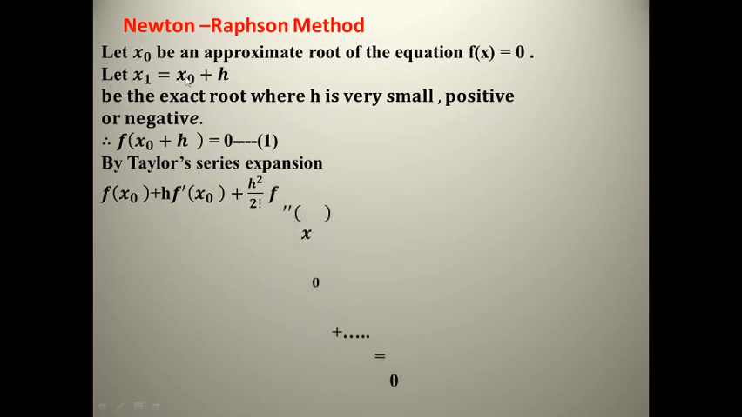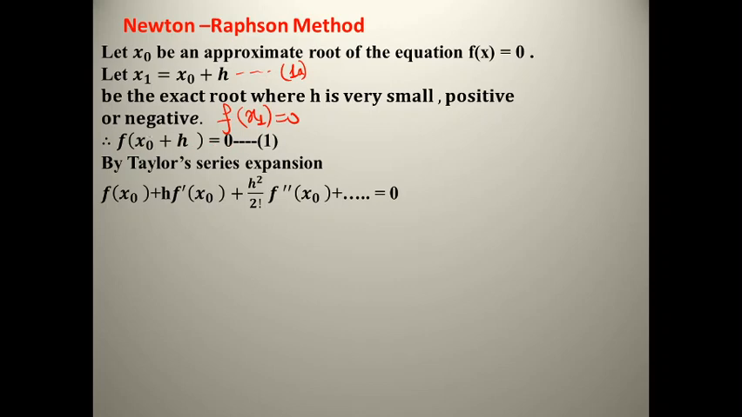As x1 is the exact root, it will satisfy the equation. So we have f of x1 is equal to 0. But according to this expression, equation number 1 or 1a, x1 is x0 plus h. So substituting over here, what we have is f of x0 plus h is equal to 0.